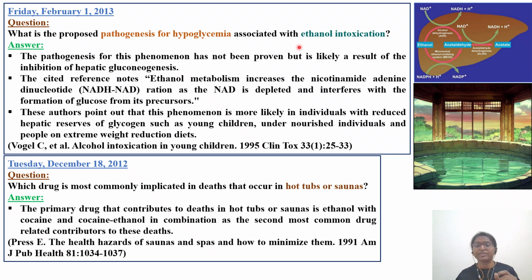Next, what is the proposed pathogenesis of hypoglycemia associated with ethanol intoxication? The pathogenesis of this hypoglycemia has not been proven, but the important likely result is inhibition of gluconeogenesis in the liver. Ethanol metabolism increases NADH, which we have seen in the mechanism, NAD converting to NADH and H plus. NAD is depleted and it will interfere with the formation of glucose from its precursors.